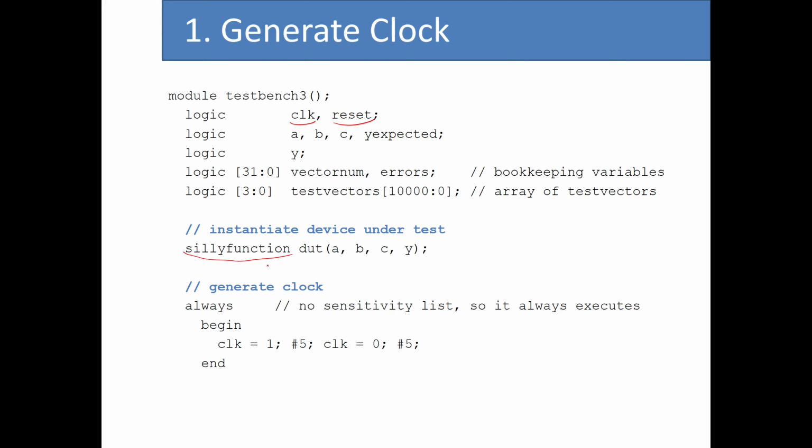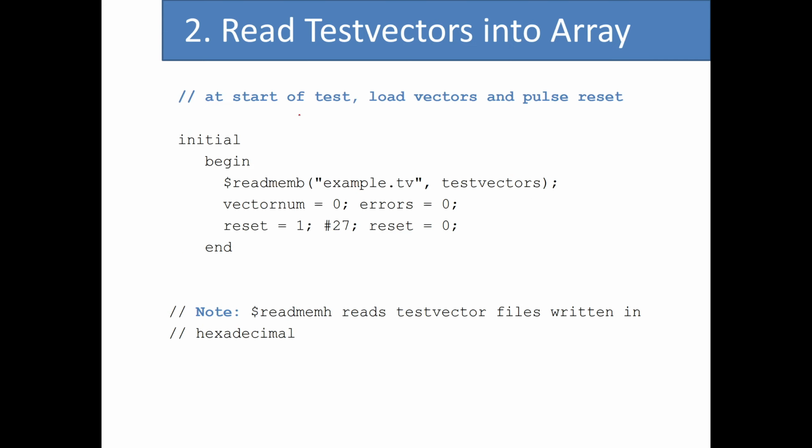So to generate the clock, we use an always statement. Since there is no sensitivity list, this process executes always. What it does is execute this statement, which says make the clock 1, wait for 5 units of time, and then make the clock 0, and then wait again for 5 units of time. This process is going to be repeated indefinitely as long as you run the Testbench module.